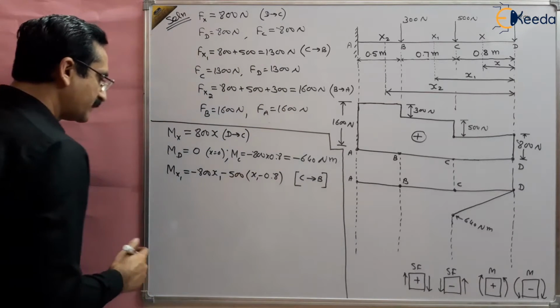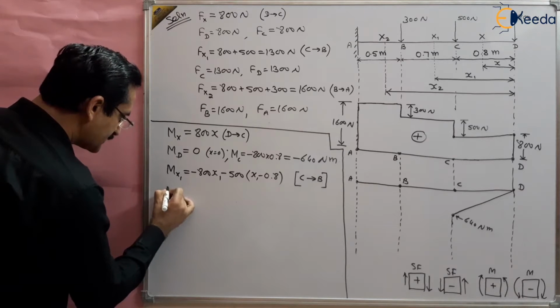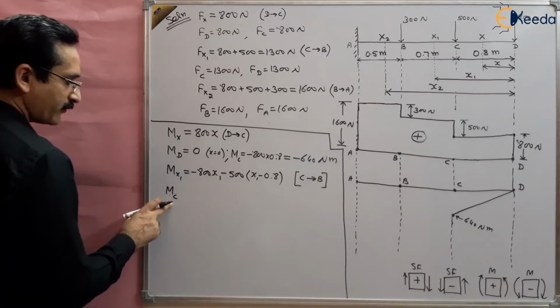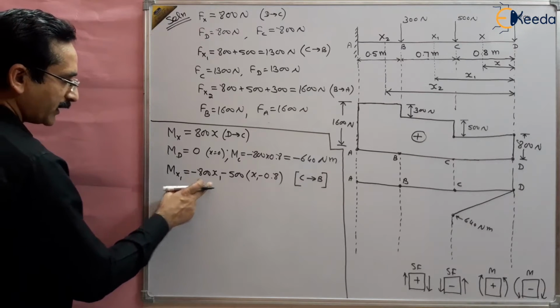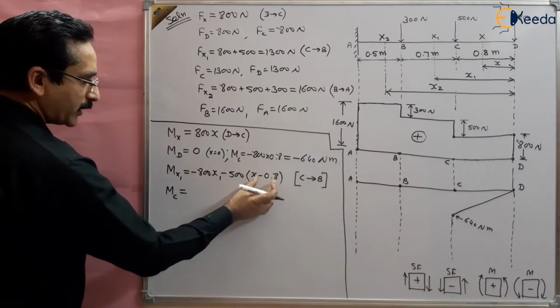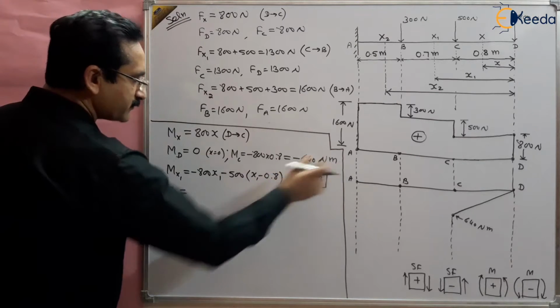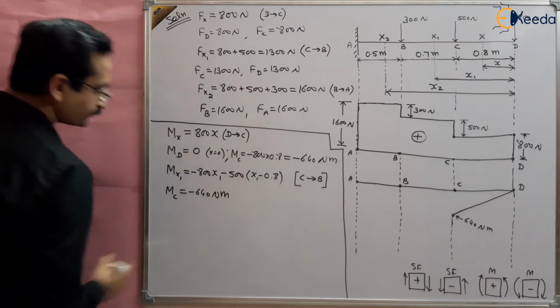If it is valid between C to B, put the value at C. What is the value at C? MC. And what is the distance of x at MC? That is 0.8. So put here the 0.8 value. So you will get 0.8 minus 0.8 will be 0, and multiplying 800 by 0.8, you will get the same value, 640 Newton meter. So this is 640 Newton meter, right?